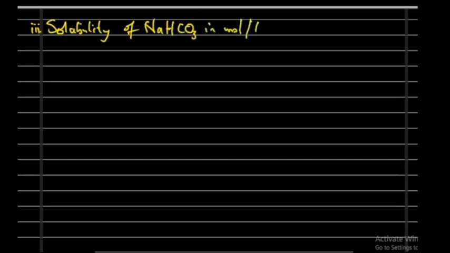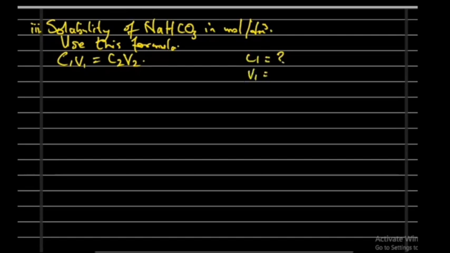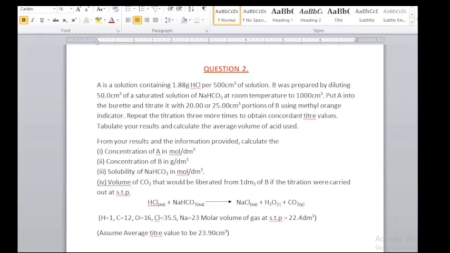And then we move to the next question, which is talking about the solubility of sodium hydrogen triazocarbonate in moles per dm cube. So the formula that is to be used is C1V1 equals C2V2. Our C1 is unknown, but we know our V1, which is given to be 50 centimeter cube. Look at it here. They said that B was prepared by diluting 50 centimeter cube of this particular substance in 1000 centimeter cube. So this is our V1, and this is going to be our V2.